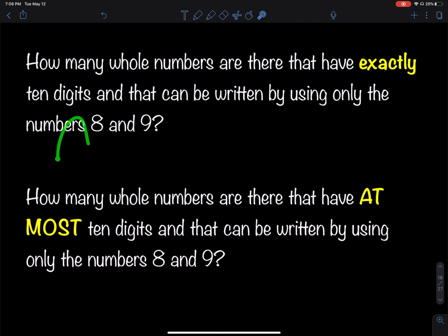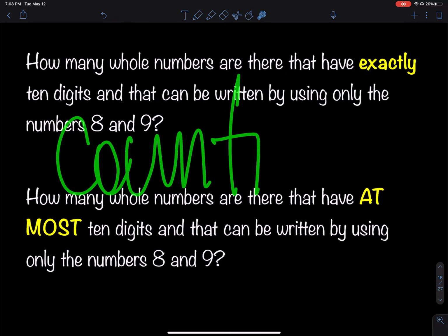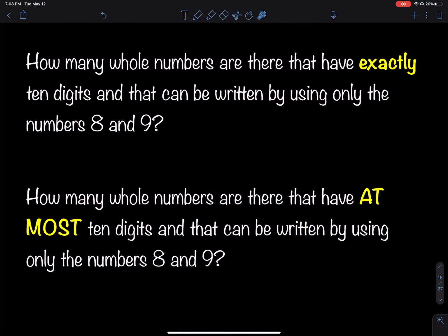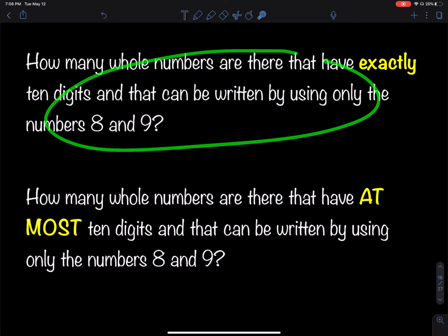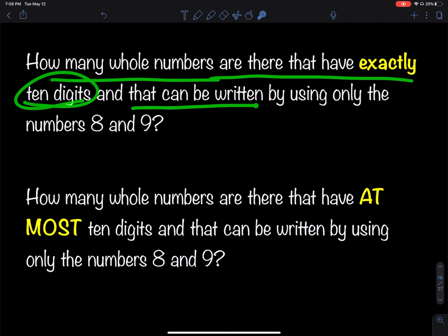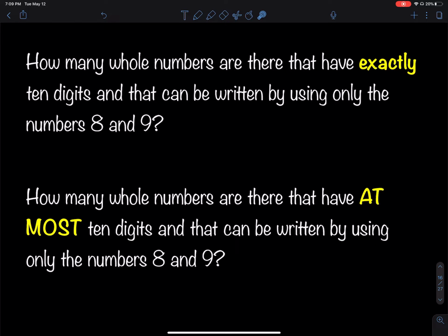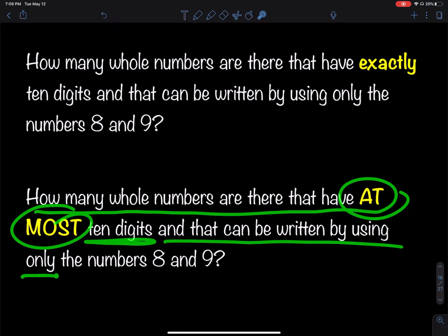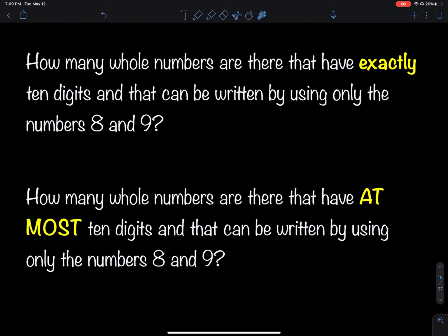Hey, what's up everybody? We're going to be talking about counting. As you saw, the fundamental counting rule, and specifically, we're going to be talking about these two questions right here. How many whole numbers are there that have exactly 10 digits and that can be written by using only the numbers 8 and 9? Also, how many whole numbers are there that have at most 10 digits and that can be written by using only the numbers 8 and 9? So let's take a look.